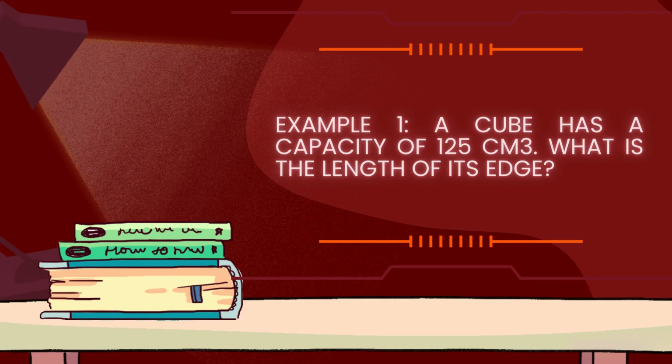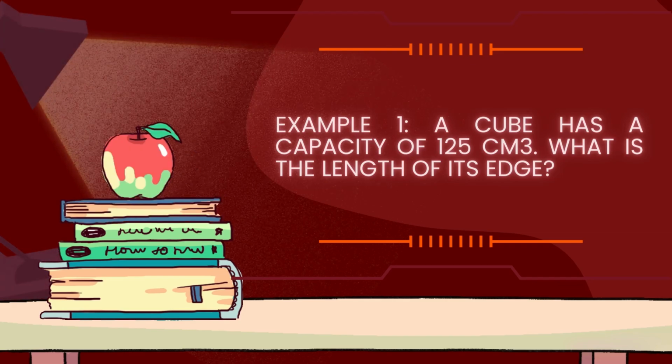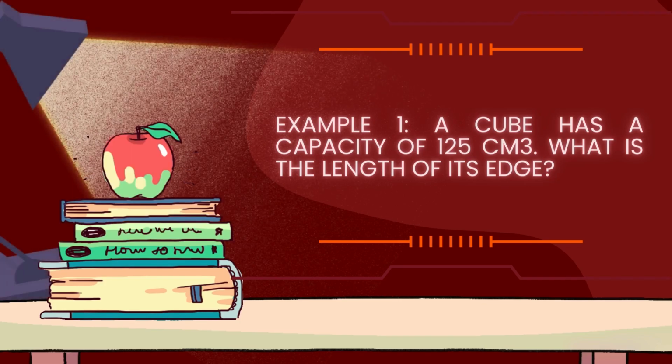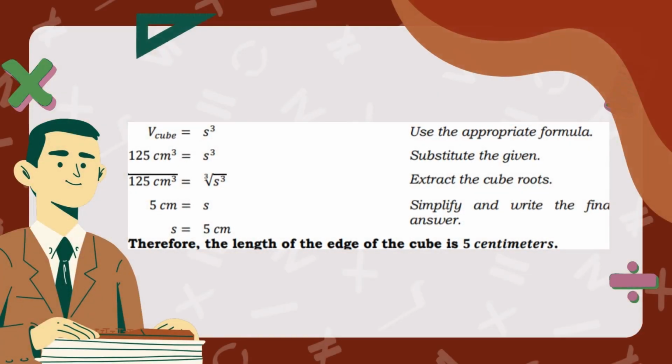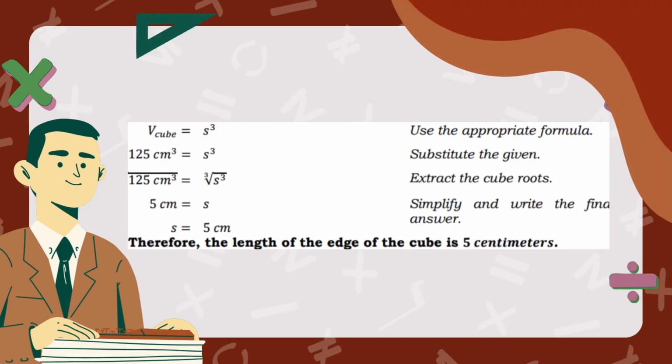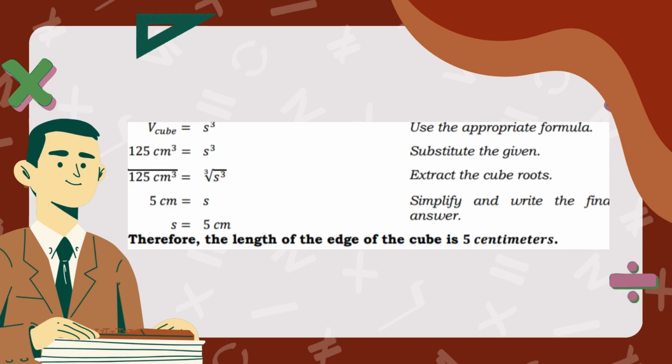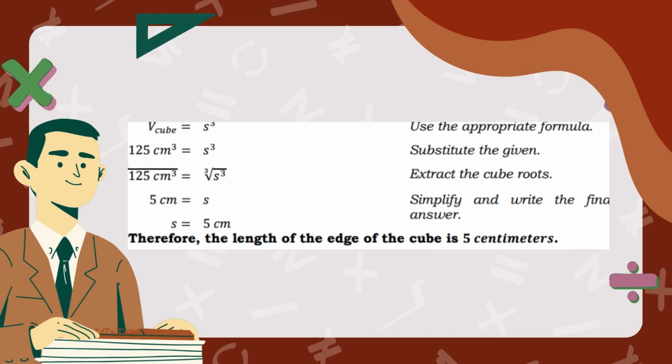Example number 1. A cube has a capacity of 125 cm cubed. What is the length of its edge? We begin with the formula for the volume of a cube, which is V equals s cubed. In this case, we know that the volume is 125 cm cubed and we want to find the length of the edge, denoted as s. So, we substitute the given volume, 125 cm cubed, for V in our formula. It looks like this.